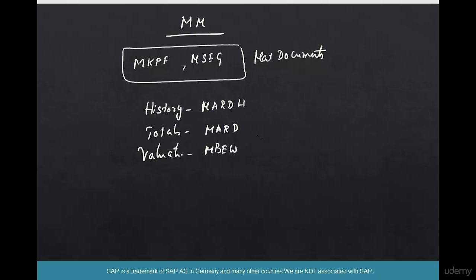MBEW, DWH, and then there are index tables. Again, what is the point? The point is the same data that's in here is being repeated in these tables only on an aggregate basis. Meaning, what is the total value of material documents by plant or stores location? And that is being stored here. What is the total valuation? That's being stored here, right?